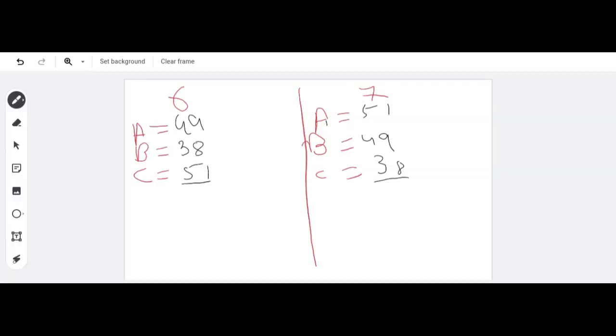Okay, A, B, C. You have to add all of these. Can you just do the addition? Hurry and give me the answer. 138. Very good. This is the same number of students in each class.